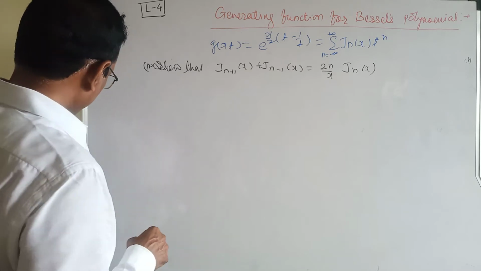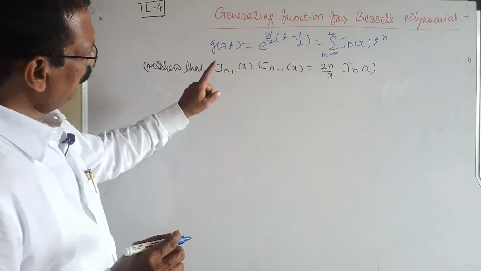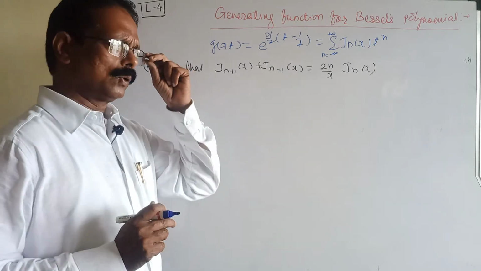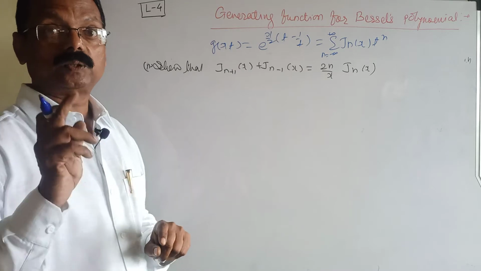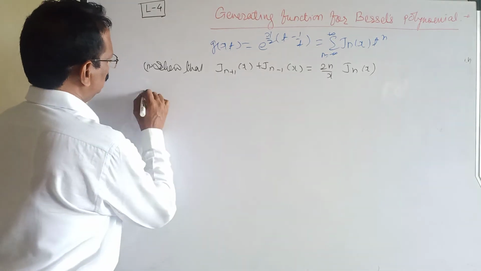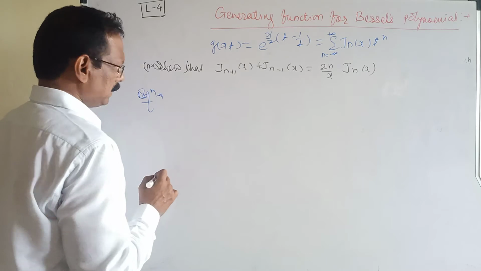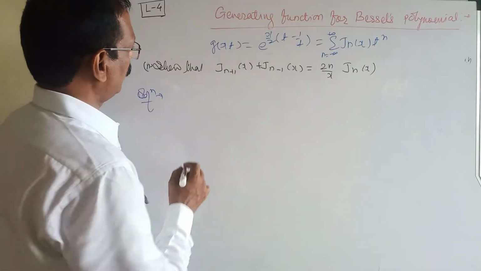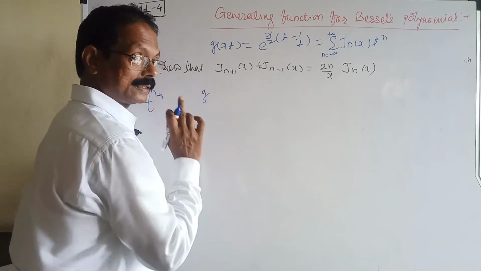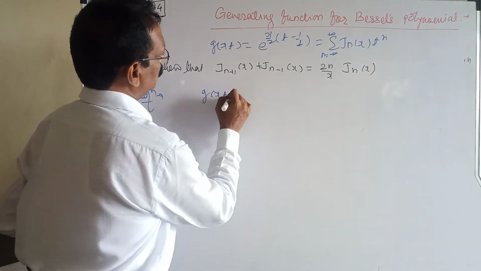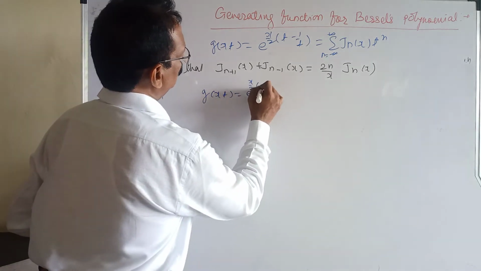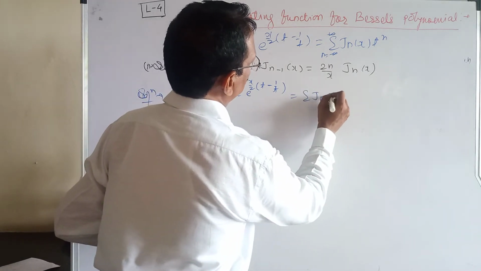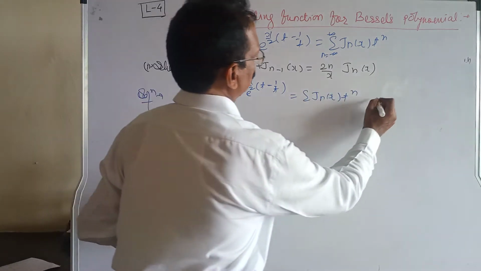Now if there is Jn of x, Jn plus 1 of x, and Jn minus 1 of x, then what do we have to do? Differentiate the generating function with respect to t. This is the solution. We know the generating function for Bessel polynomials: g of x, t is equal to e raised to x by 2 into t minus 1 by t, which is equal to the summation of Jn of x into t raised to n. This is equation number 1.